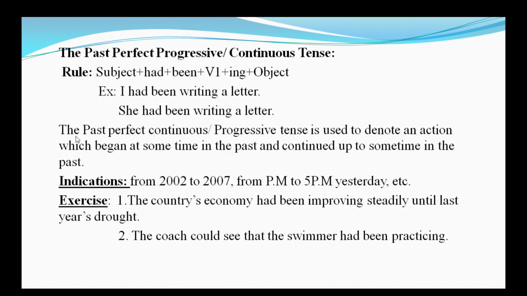Here, what's the use of this past perfect progressive or continuous tense? The past perfect continuous or progressive tense is used to denote an action which began at some time in the past and continued up to some time in the past. That means which is started at some time.